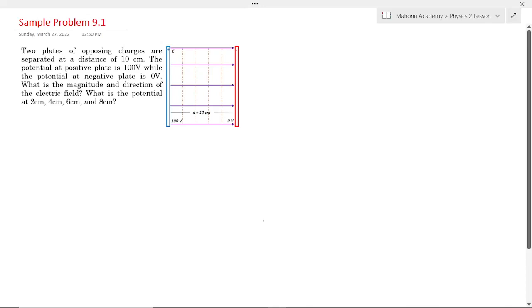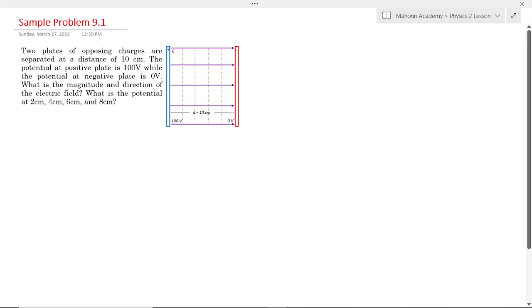Okay, so let's try and solve this sample problem. Two plates of opposing charges are separated at a distance of 10 centimeters. So I have these two plates right here, this blue one and a red one. This blue one is a positive charge, and this red one right here is a negative charge plate.